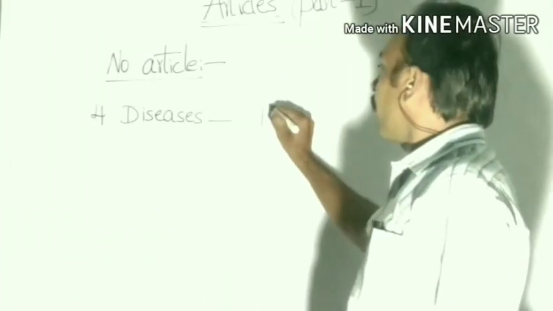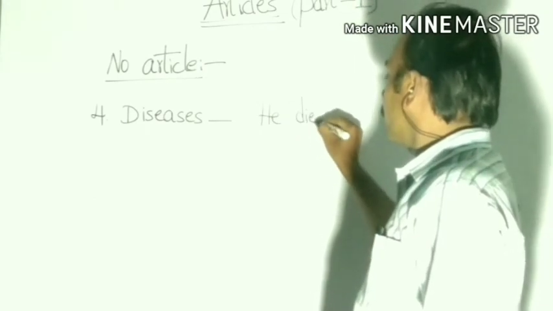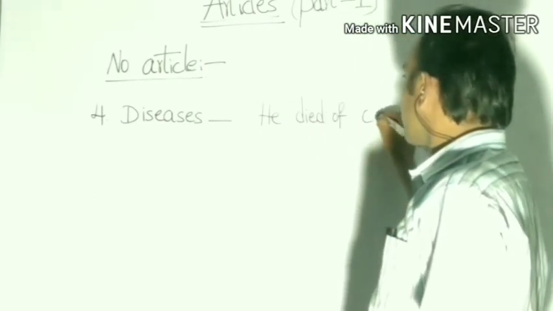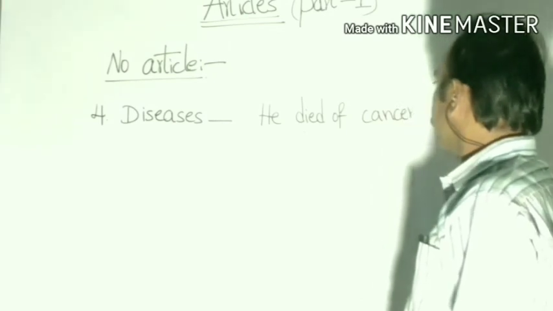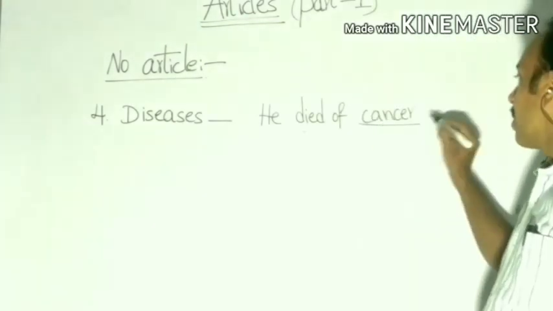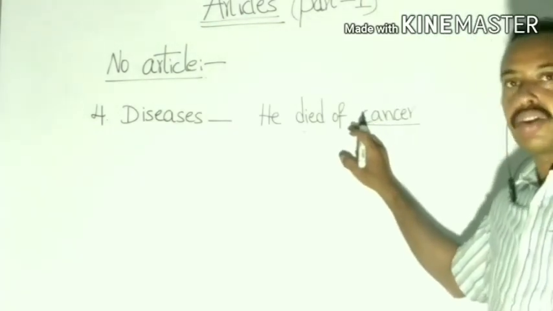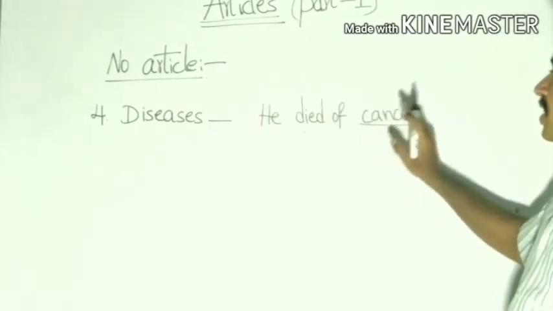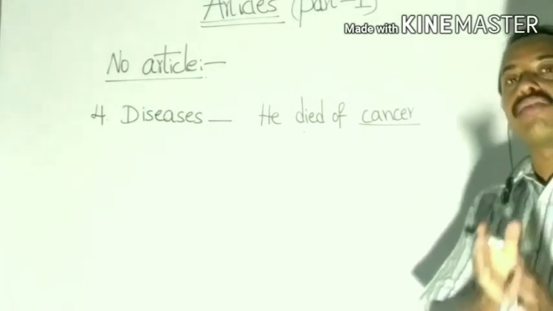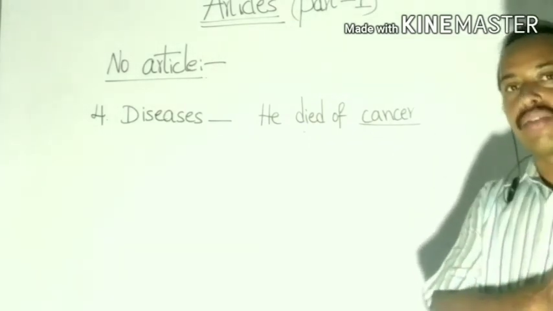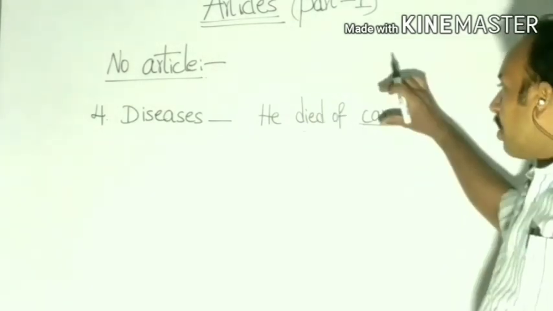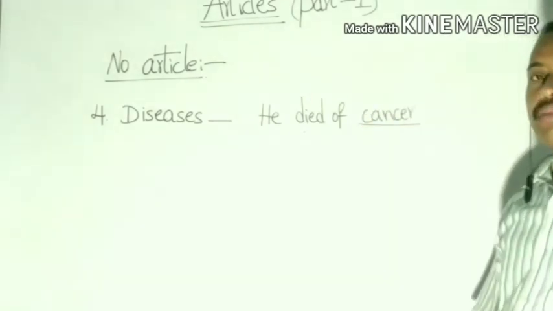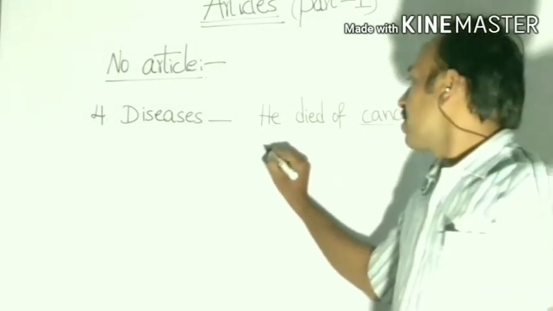He died of cancer. So observe this word cancer. Have I written any article here? No, because cancer is the name of a disease. So you should say he died of cancer. He died of fever, or he died of typhoid. So like that. You cannot use any article before the name of that disease.